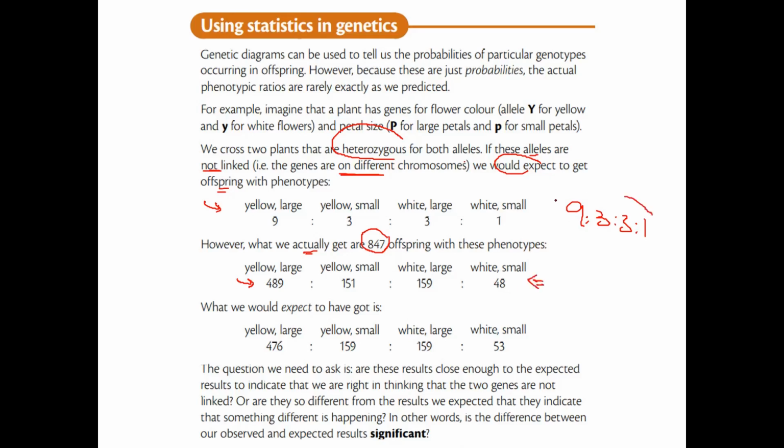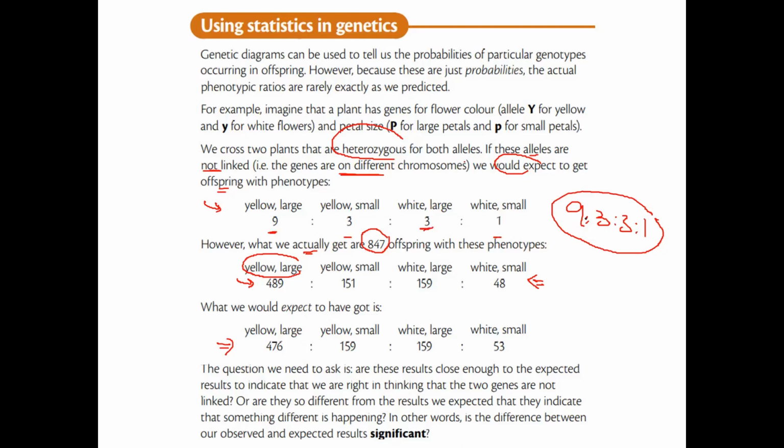Okay, this was the ratio that they were expecting. Now how, they have actually, this is what they were expecting. So expecting results, how you can assess, simply you know that this is a ratio. So yellow large was ratio 9. Yellow small ratio was 3, white large was 3, and white small was 1. So from this value you can actually work out the expected value.